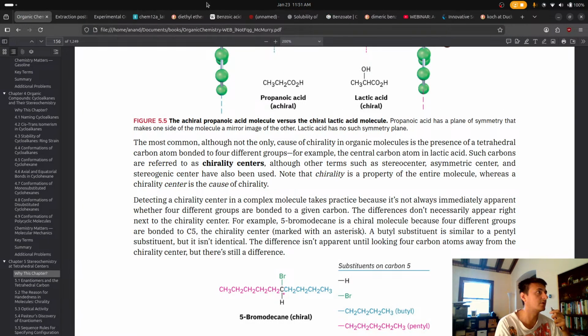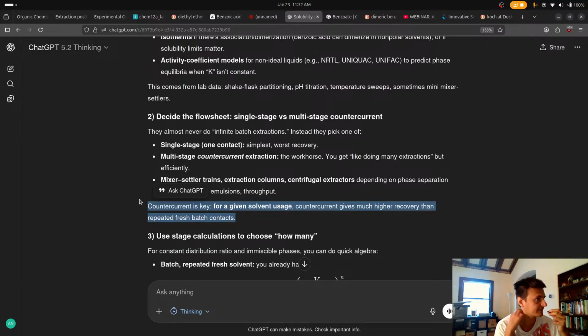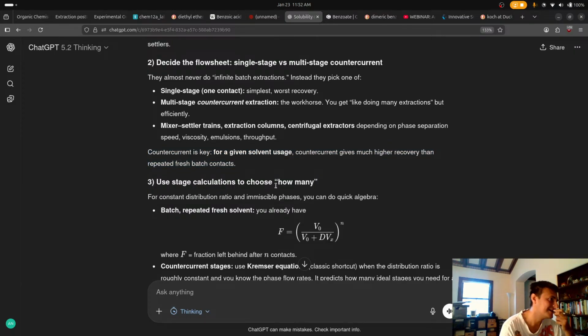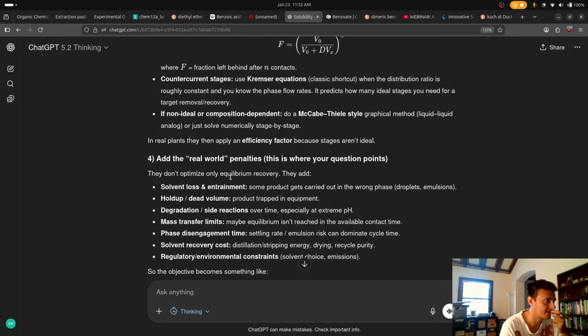It's the wrong one. Oh, interesting. Countercurrent, bro. It's like freaking fish gills. You do countercurrent exchange. That's crazy. Oh yeah, you got to worry about emulsions.